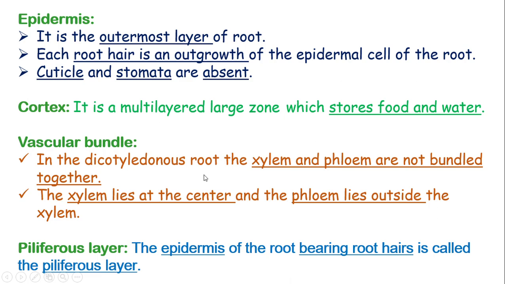Vascular bundle. In the dicotyledonous root, the xylem and phloem are not bundled together. So this is the difference between the vascular bundle of root and the vascular bundle of stem. In stem, xylem and phloem are bundled together, but in root, xylem and phloem are not bundled together. Xylem lies in the center and phloem lies outside. Same thing, piliferous layer. The epidermis of root bearing root hairs is called piliferous layer.